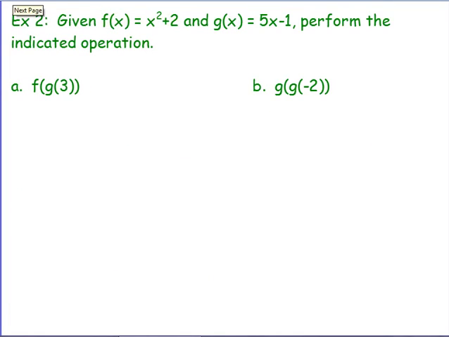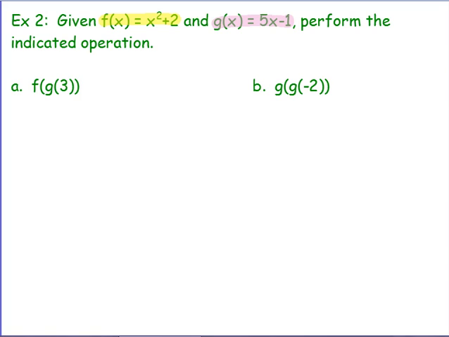Now, make sure you pay attention. I'm changing the equations every time. So this time, f is x squared plus 2, and g is 5x minus 1. Now, looking at these two, these are already in the good form. There's not that little circle. The little circle is the bad form. Parentheses are the good form.